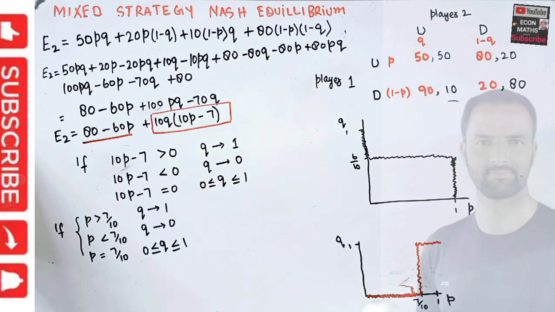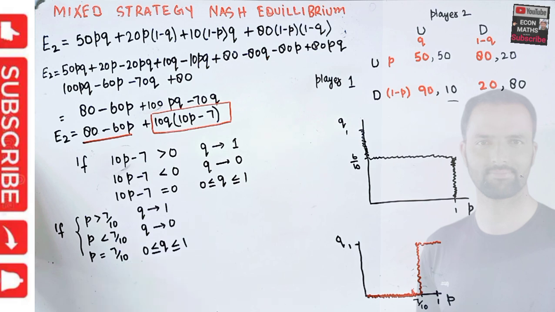Let me repeat it again. Whenever P is greater than 7 upon 10, player 2 will choose Q with certain probability, that is he will play in this region because Q is here 1. This is the probability space actually. Whenever P is less than 7 upon 10, he will not choose Q, so he will be in this region because Q is here 0. And whenever P is equal to 7 upon 10, player 2 will be indifferent. So this region denotes when P is equal to 7 upon 10.